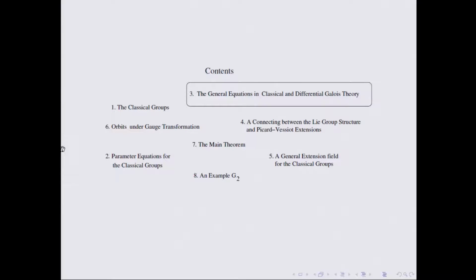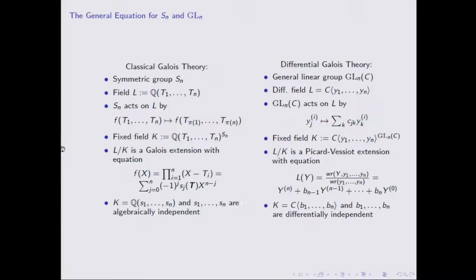Well, to answer this question, let's have a look at what people have done classically. So I will just explain this in classical Galois theory. Everybody attended a lecture or already gave a lecture in algebra. So what you do when you want to compute a general equation for the symmetric group: you start with a general extension field. That means you take n indeterminates and look at the rational function field generated by these indeterminates.